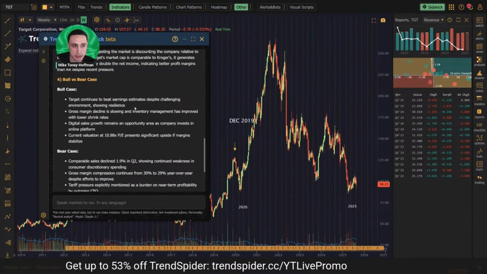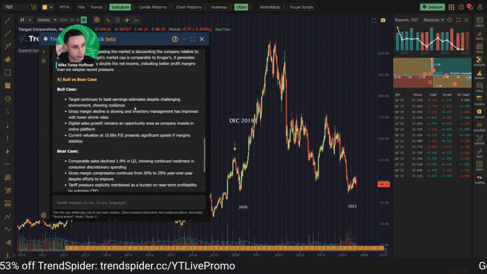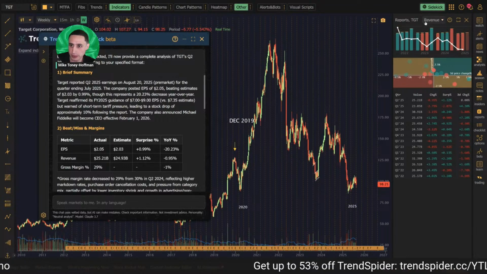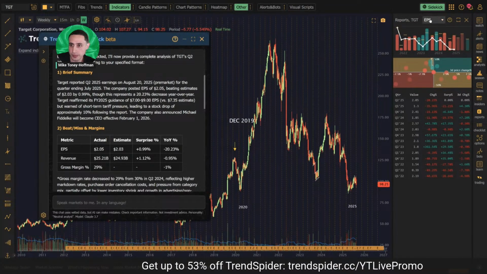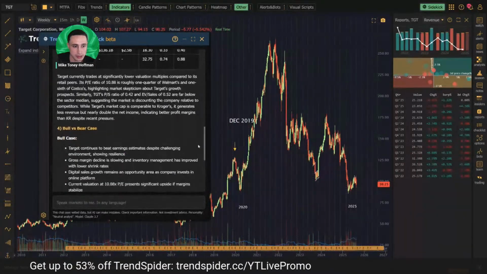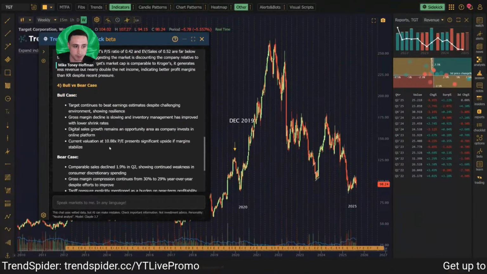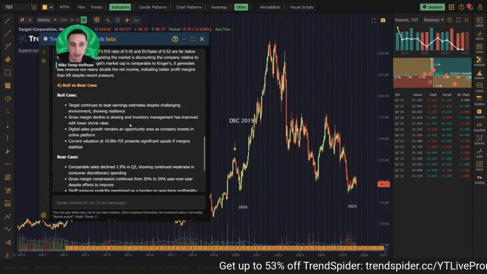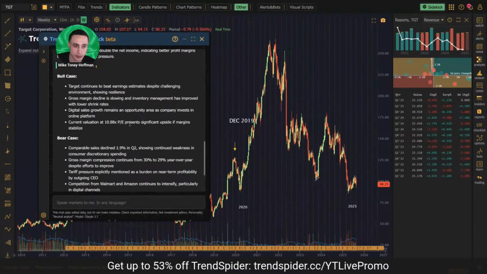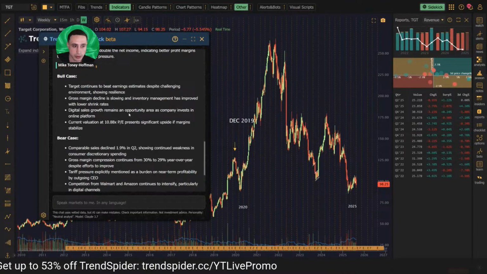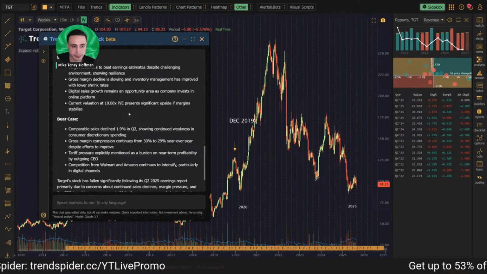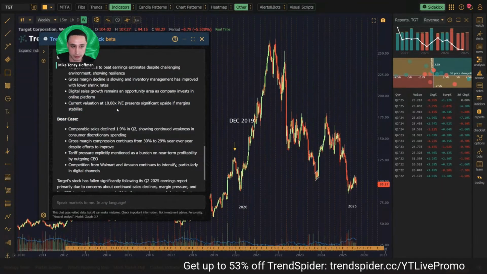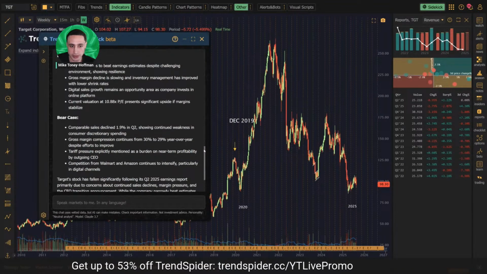So the bull case: Target continues to beat earnings despite a challenging environment. Beat earnings in the sense of surprise over analysts. They are dipping year over year, as you can see there, but they beat the expectation, which is fine. They're having a gross margin decline, oh, the gross margin decline is slowing. That's something that you probably wouldn't have found without this. Digital sales growth remains an opportunity area because they invest in the online platform. And then, of course, the 10 PE ratio is considered bullish if you're a value investor.